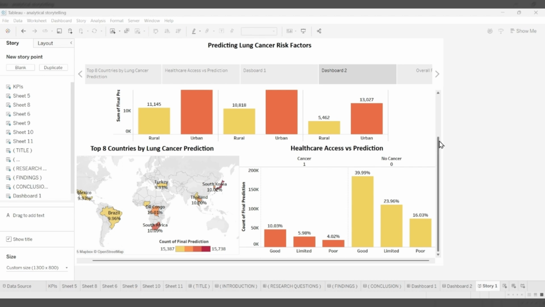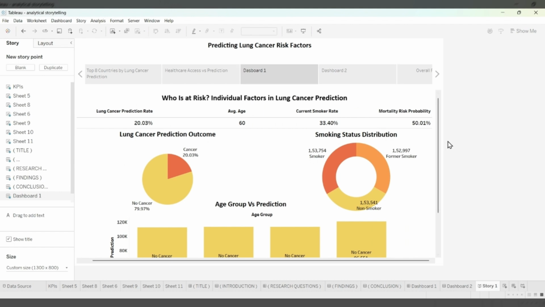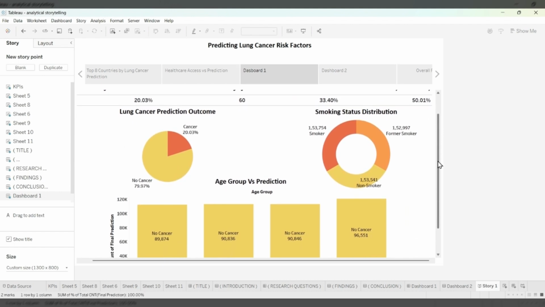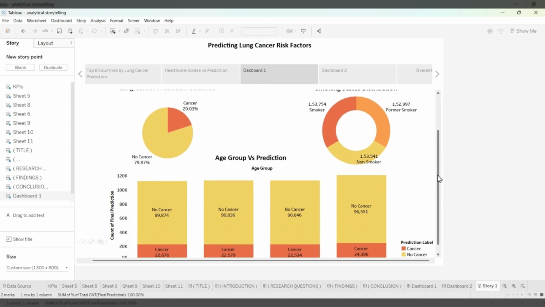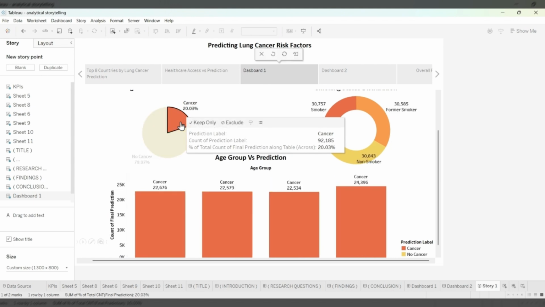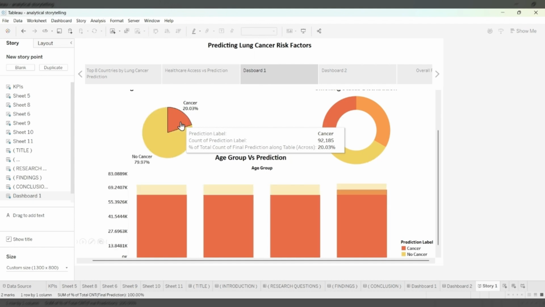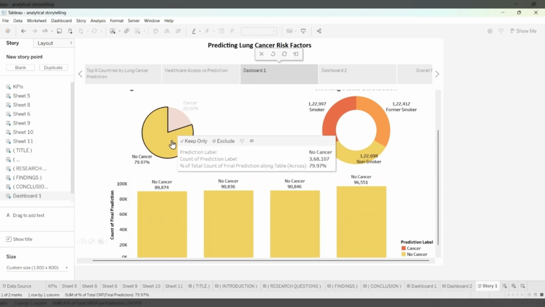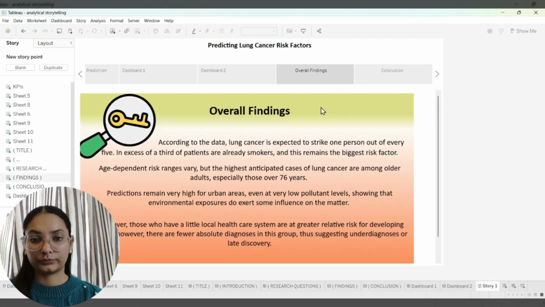What made these dashboards more powerful is their interactivity. I added a filter based on the lung cancer prediction status, cancer or no cancer. When I click on cancer, all charts update and show me the trends related to those who have predicted lung cancer. And when I switch to no cancer, I can instantly see the patterns for those who do not have lung cancer.